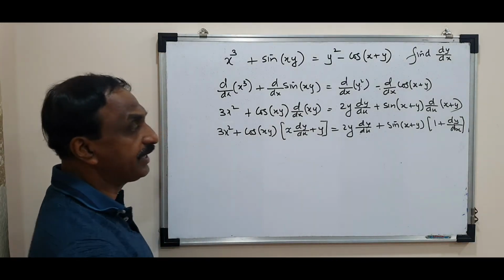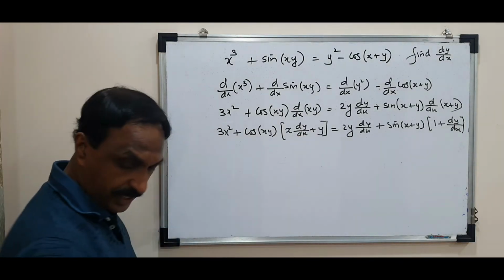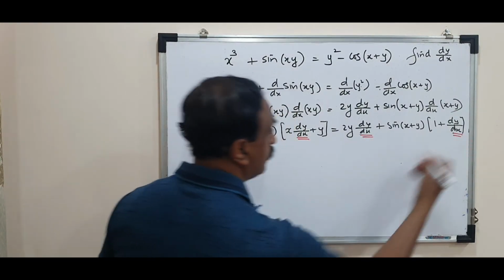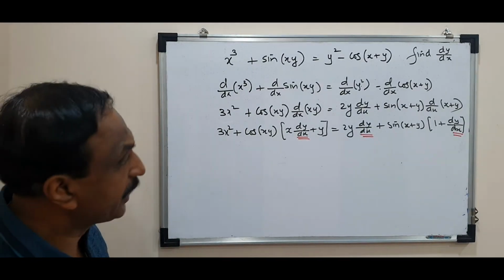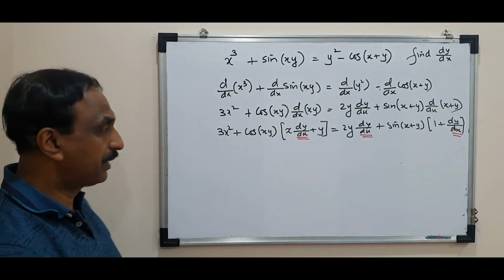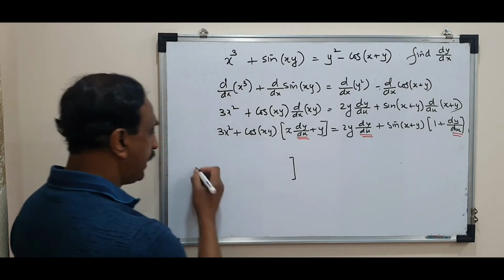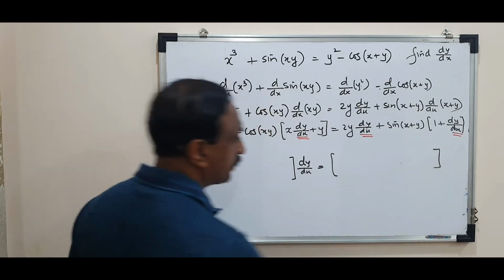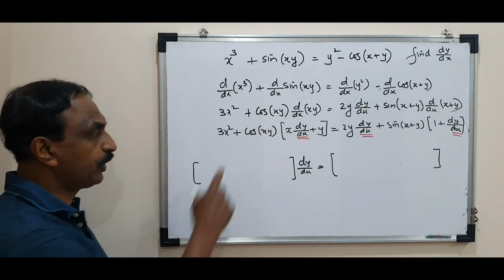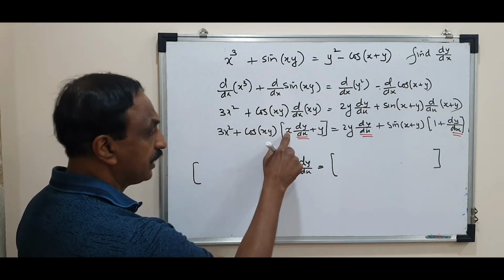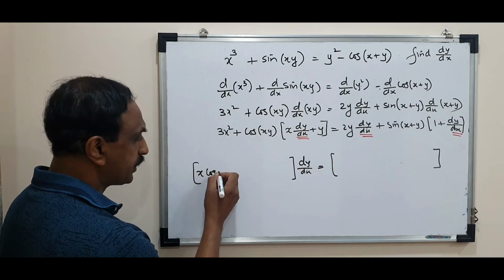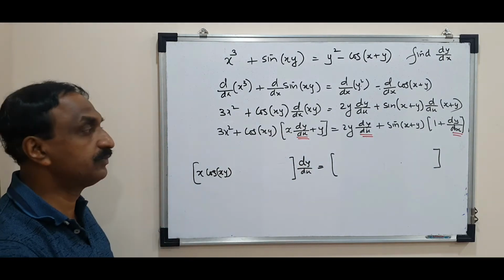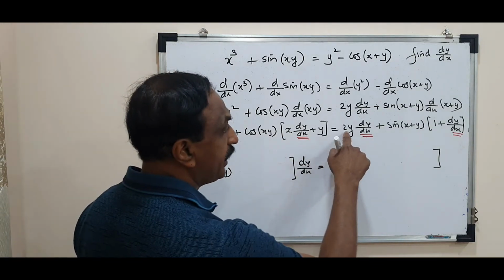Okay, now how many terms with the dy by dx? One term here with the dy by dx. Identify all the terms with the dy by dx. Now bring all the terms with the dy by dx together. I am supposed to open the bracket, but I am not going to do it that way. I am going to write all the terms with the dy by dx here and terms without dy by dx over here. This plan you have to make beforehand. Cos xy into x. Write x first: x cos xy. If you write cos xy into x, you will get confused whether x is with the angle or not. 2y is on the left side.